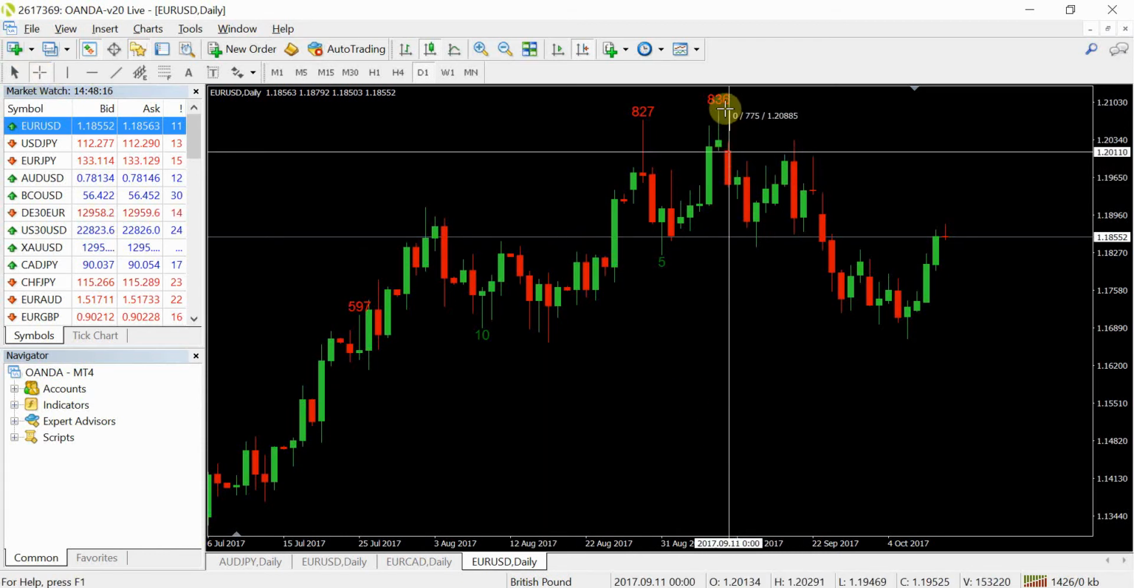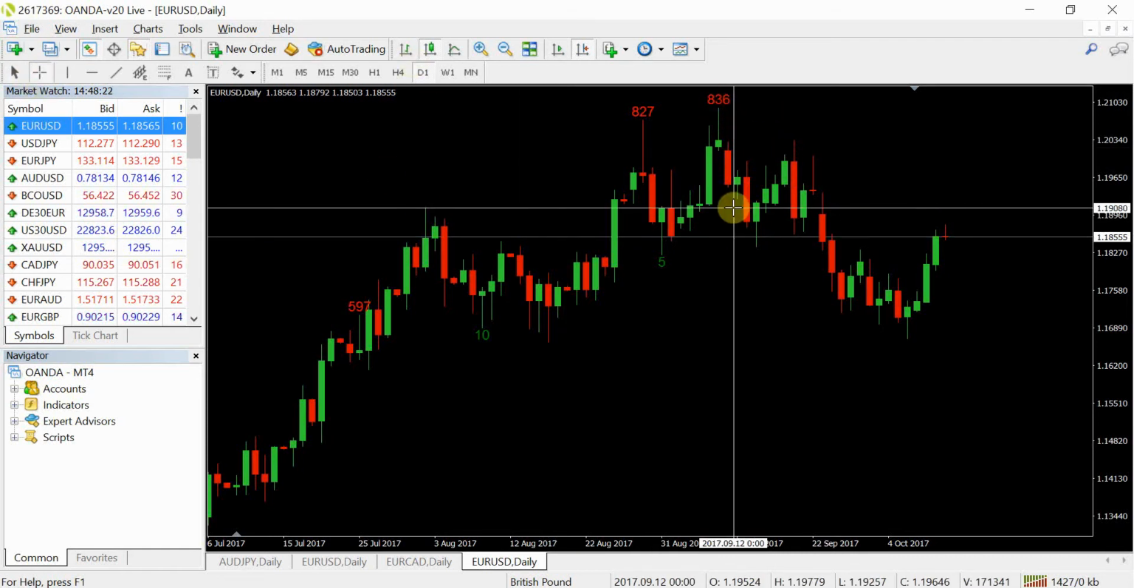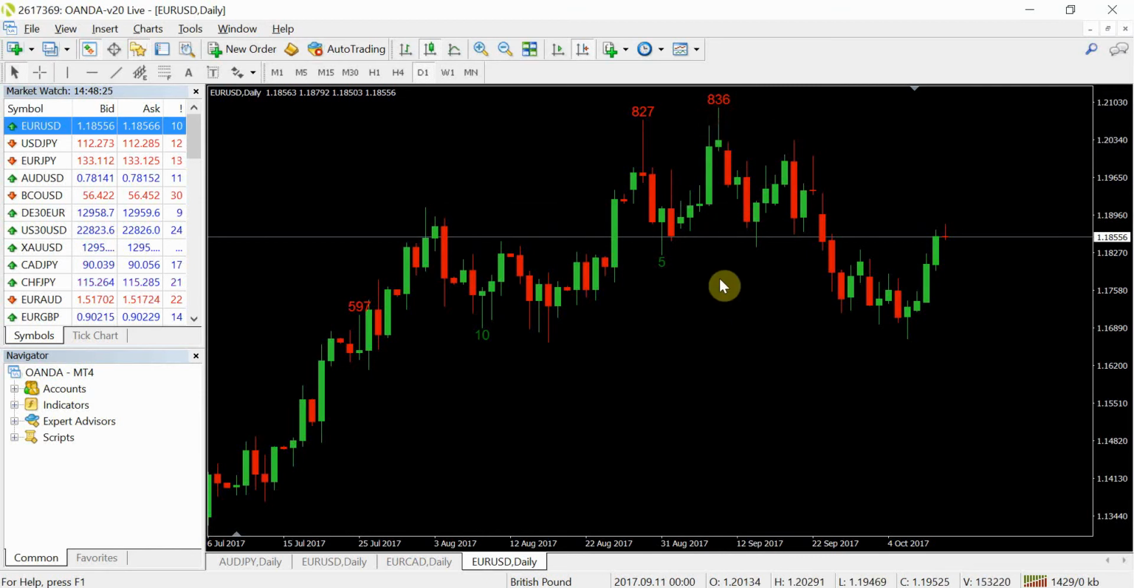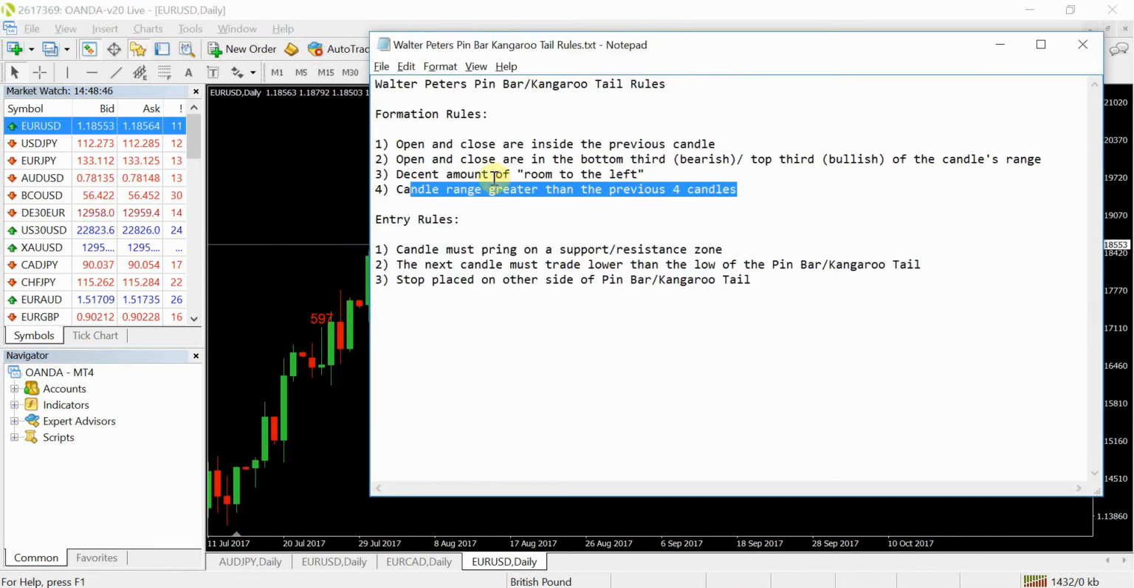So here, for example, the range is about 85, 90 pips. You can clearly see that this candle's range is 150. So if I did set this parameter to 4, then this would not be showing as a classified pin bar. But for illustration purposes, I've set that number to 0 so we can see a lot of different examples from that perspective. So those are the rules.